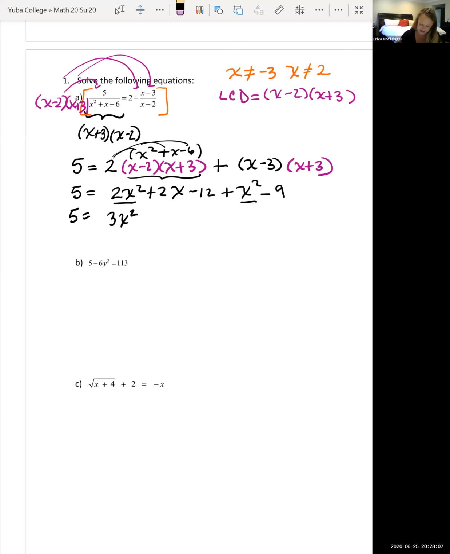We have a 2x here. There's no other x terms there, so plus 2x. And then we have a negative 12 minus 9, that's negative 21. So we want to get all the terms to one side because we have a quadratic equation. So if we subtract 5 on both sides of our equal sign, we have 0 is equal to 3x squared plus 2x minus 26.